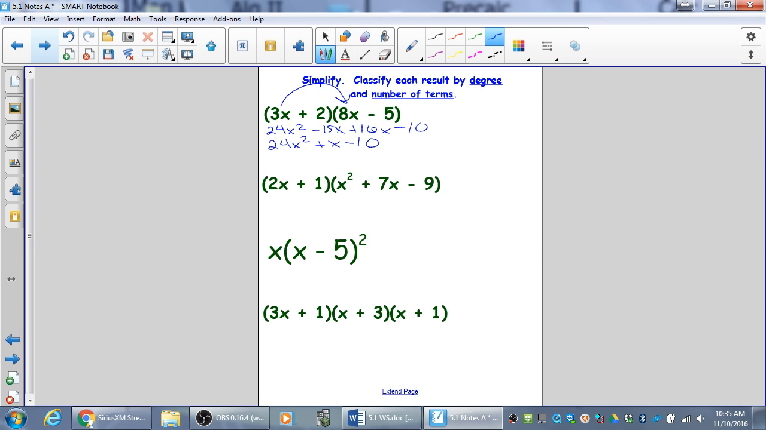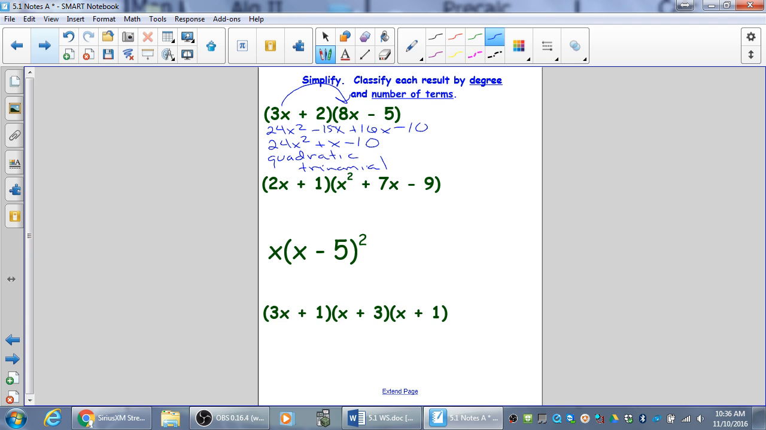We're going to classify by degree. This is a quadratic. That's your parabola. That's your negative b over 2a. Quadratic, and it's a trinomial. I didn't leave myself a whole lot of room for these. Trinomial. 3 terms in the end. There's 3 terms.